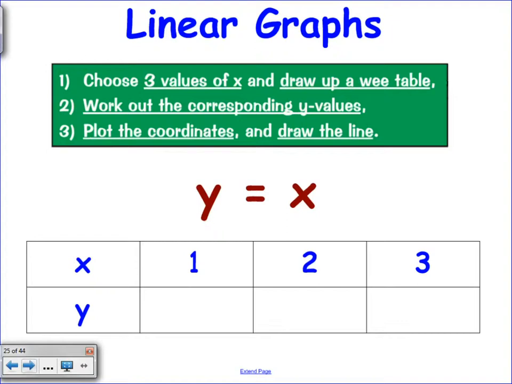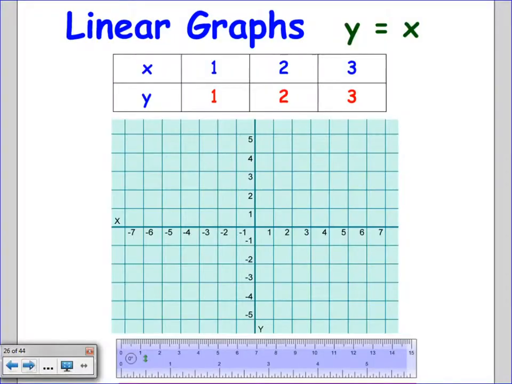We're going to start off with the easiest one on the planet because nothing is being done to x. y equals x. Nice and straightforward. So when x has a value of 1, I put the value of 1 in here. Guess what the value of y is? 1. And when I put 2 into that, y has a value of 2. And when I put 3 into there, y has a value of 3. Okay? So this is a pretty special graph, this one.